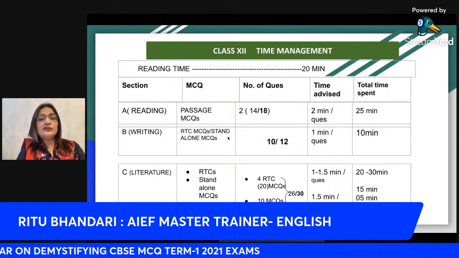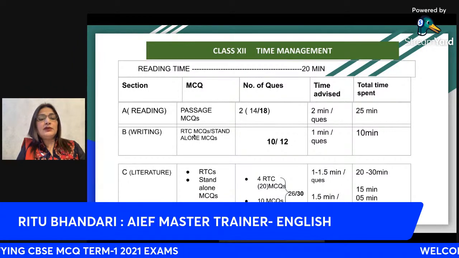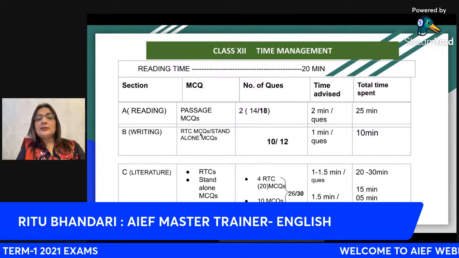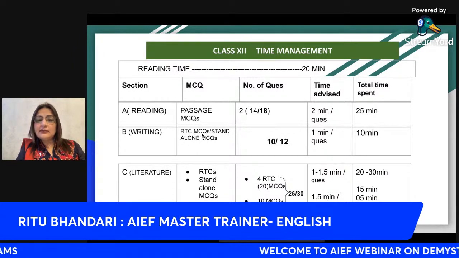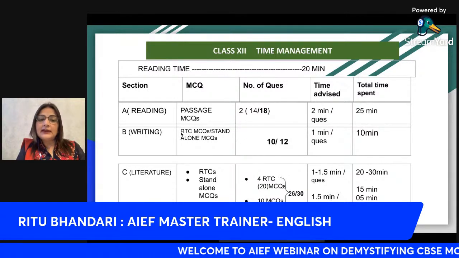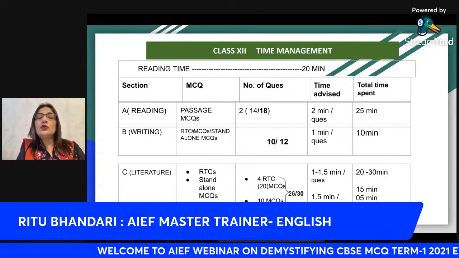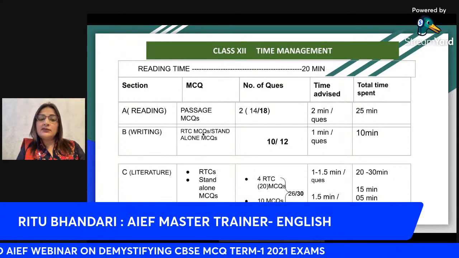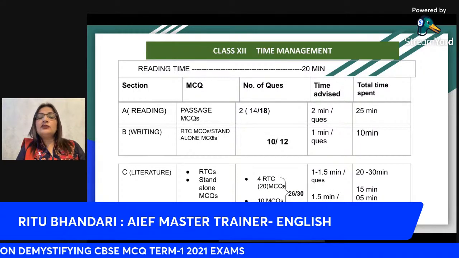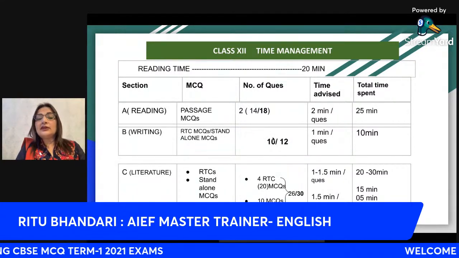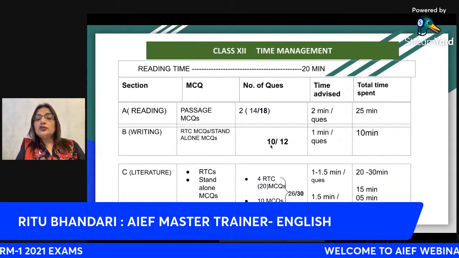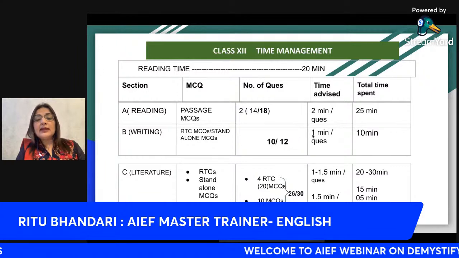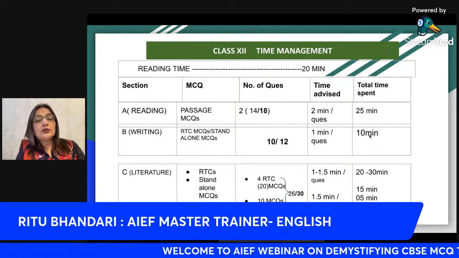The only difference is that in section B, you have writing skills. Some of the writing skills would be RTC MCQs. That means there might be a letter or maybe a notice writing or whatever portion is there for 12th standard, and a corresponding MCQ. And standalone MCQs may also be there that might test another aspect of writing skills. So 10 out of those have to be done. Again, 1 minute per question, and it will be 10.